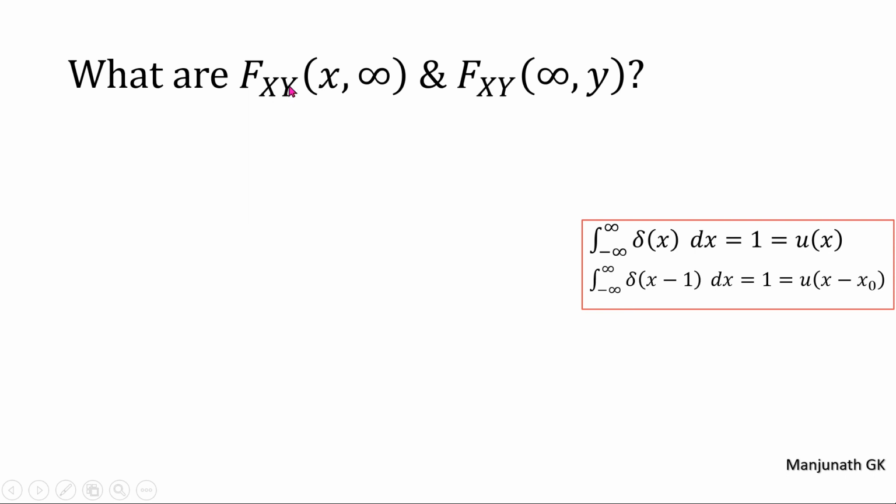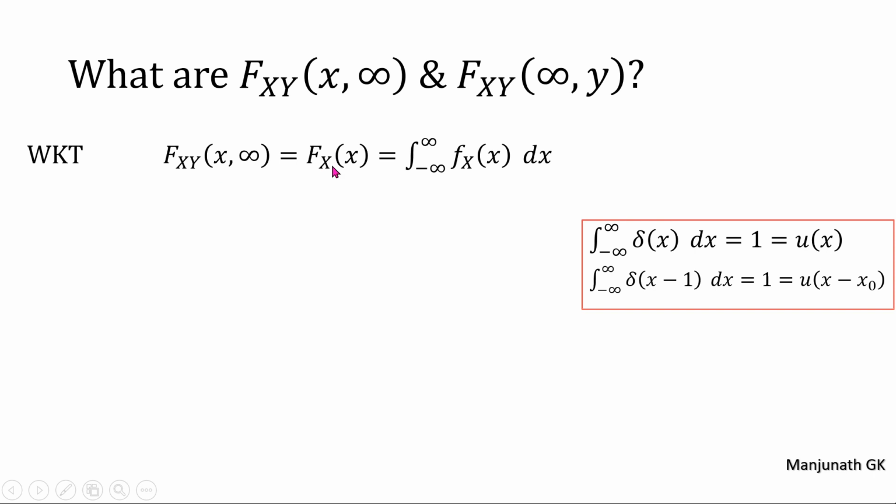Next calculation is to calculate FX(x) and FY(y). It can be calculated using this formula. A random variable's cumulative distribution function can be calculated by integrating the probability density function. FX(x) can be calculated by integrating the PDF with respect to x. fX(x) is already calculated here. Substitute the value of fX(x) and integrate that with respect to x.